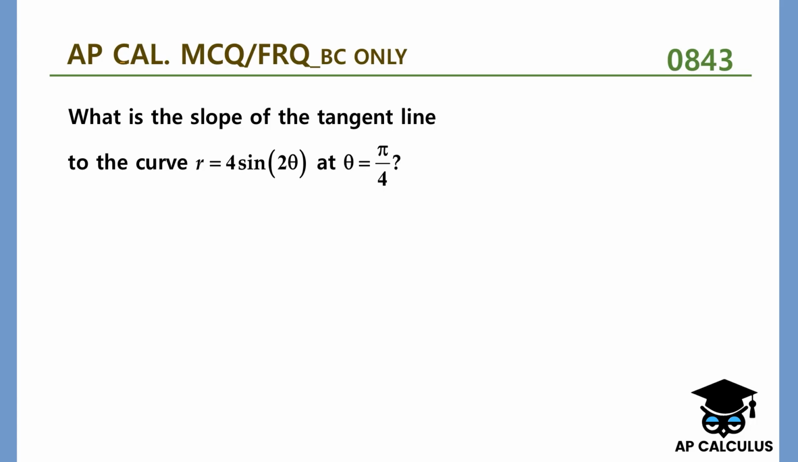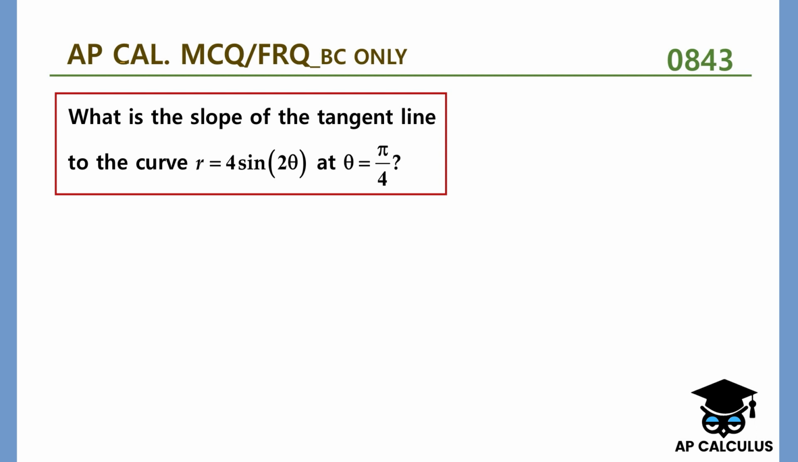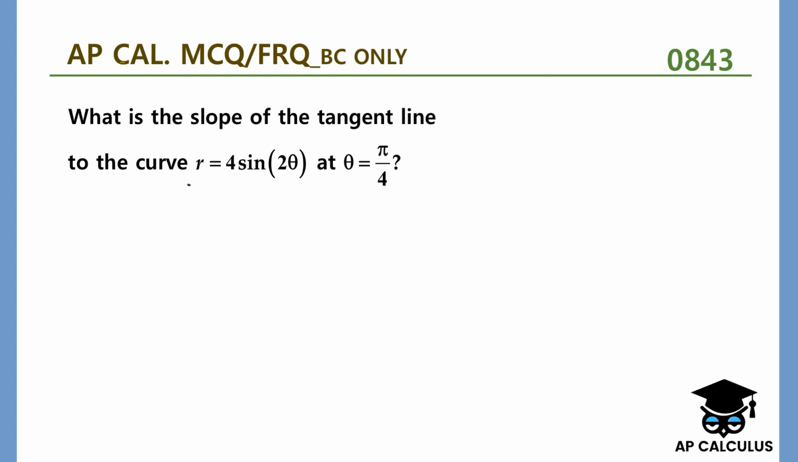Question 843. What is the slope of the tangent line to the curve r = 4 sin 2θ at θ = π/4? Okay, here we have a polar curve, r is equal to 4 sin 2θ, right?